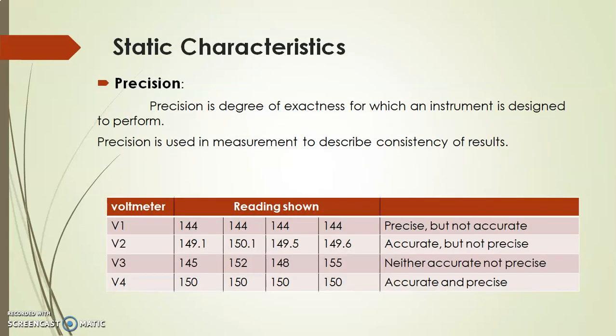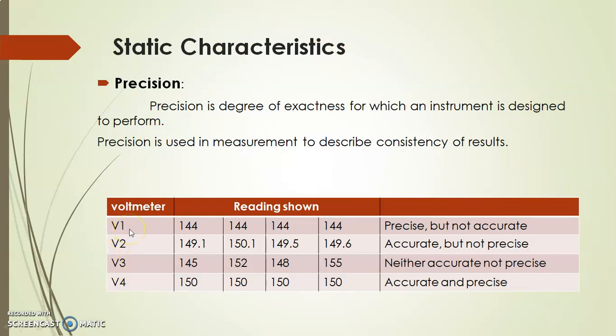Now the next characteristic is precision. Precision is the degree of exactness for which the instrument is designed to perform. Precision is used in measurement to describe the consistency of a result. Now suppose the standard value of the voltmeter is 150 volt, and here 4 voltmeters are used: V1, V2, V3 and V4.